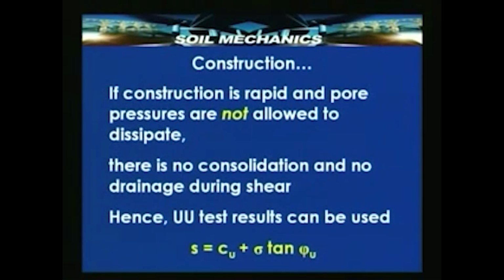If we now consider the case of construction being done rapidly, then pore pressures are generated and are not allowed to dissipate. There is therefore no consolidation and therefore no drainage during shear. Ideal test for simulating this condition would be the unconsolidated undrained test. The results of this test are the most appropriate for use during evaluation of the safety of the dam during rapid construction. So, s is equal to Cu plus sigma tan phi u, where sigma stands for the total stresses.